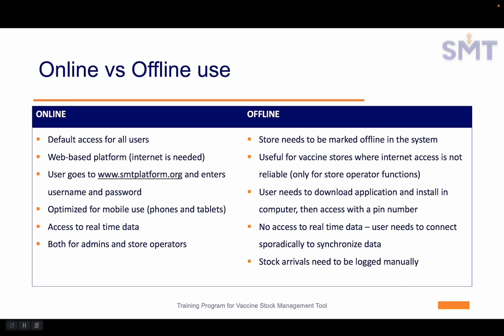One of the limitations of this offline use is that the stock arrivals need to be logged manually. So the online SMT allows for stock transactions to happen automatically between locations. So one user in one location will send supplies to another user in another location, and this information will go directly through the system. If one of the users is not operating in the online platform, but is operating through the offline application, these automatic transactions are not possible.